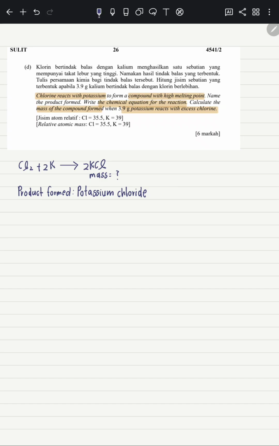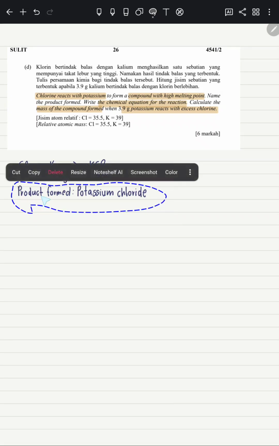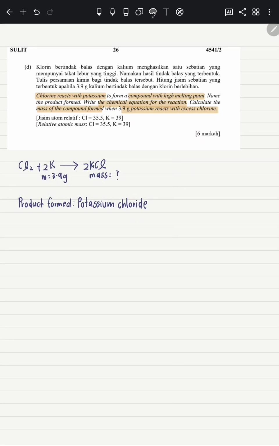When the mass for potassium reacts, basically the mass for this one is 3.9 gram. You can write this in your exam paper. Your examiner won't penalize you. You are writing the important details from the question, so your examiner won't say anything. Feel free to write your answers and your important points.